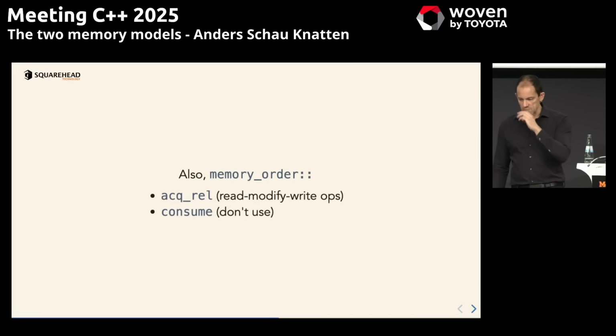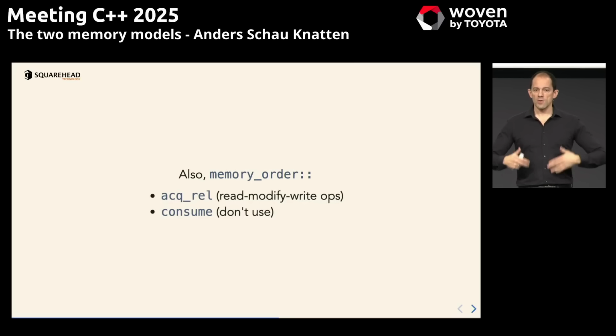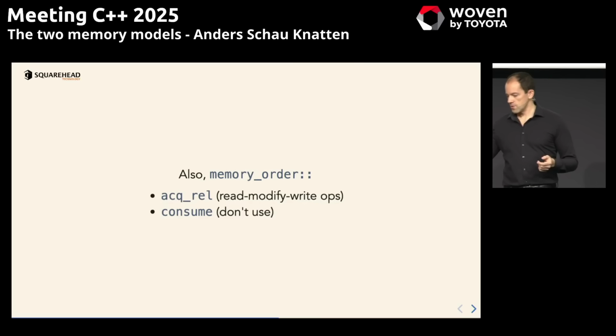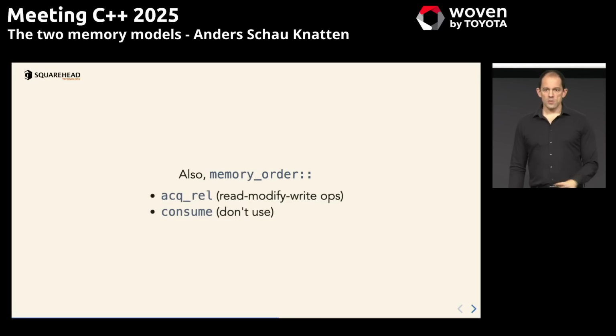Just for completeness, there are two other memory orders as well. The acquire release, so if you have a read, modify, write operation that needs to both read and write, this might come in handy. And then there's consume, which you can just avoid.